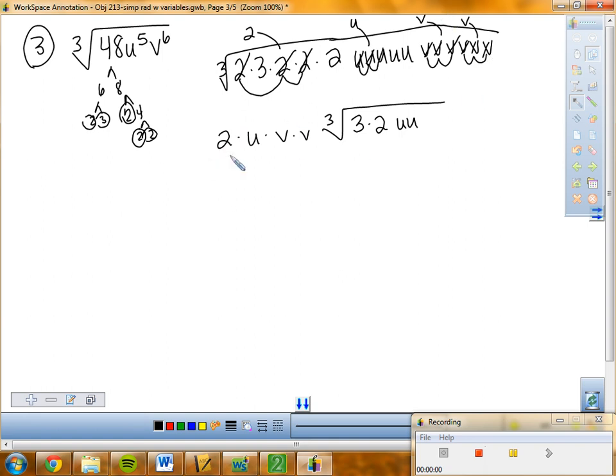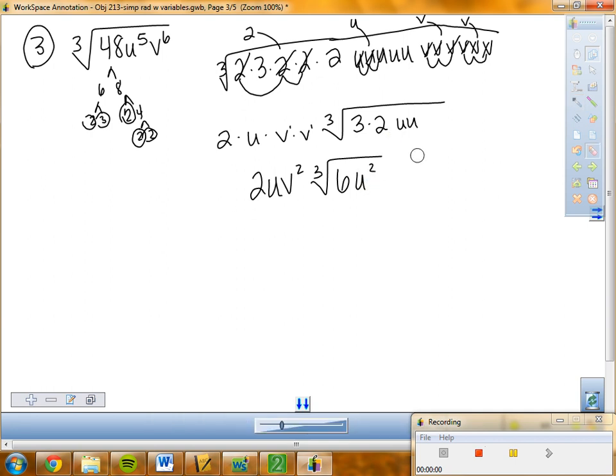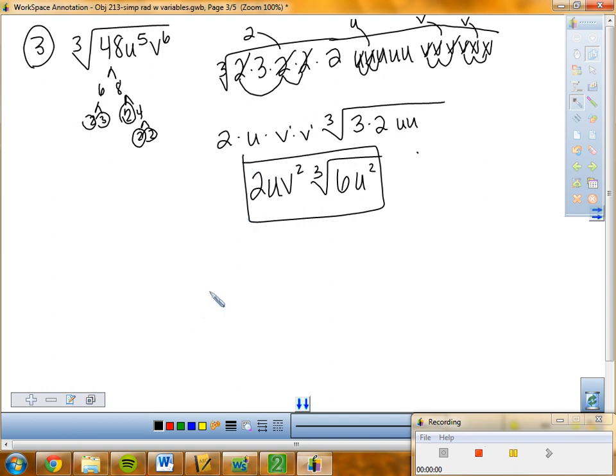So I multiply what's outside. 2 times u times v times v really is just going to stay as it is, but I can simplify my like terms. V to the 1 times v to the 1 is v squared. So 2uv squared to the third root. And then I multiply what's inside. 3 times 2 is 6. U times u is u squared. And I don't have any extra v's. I got rid of them all. So that is my final answer.